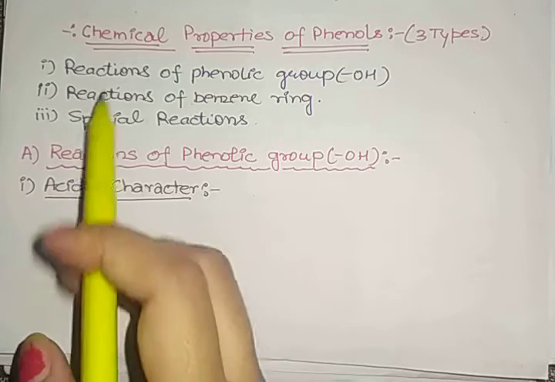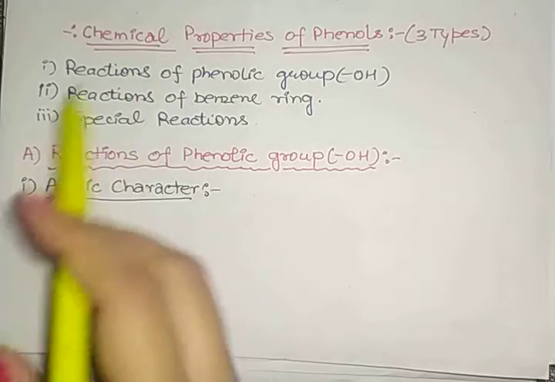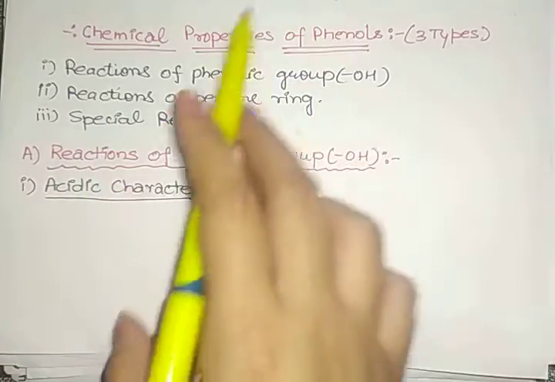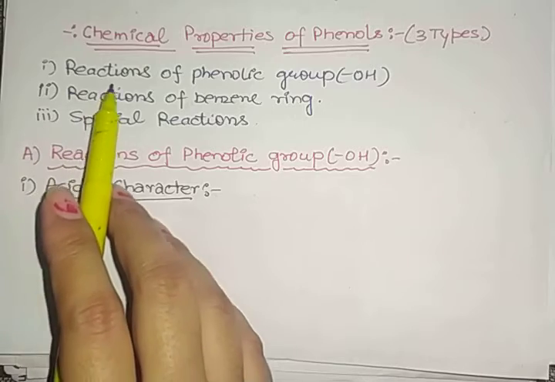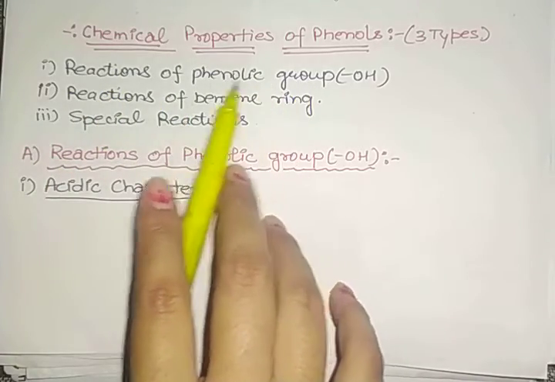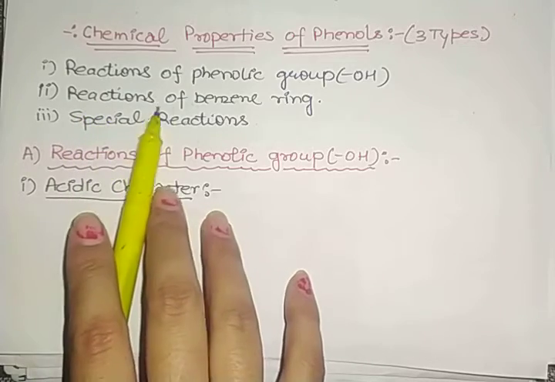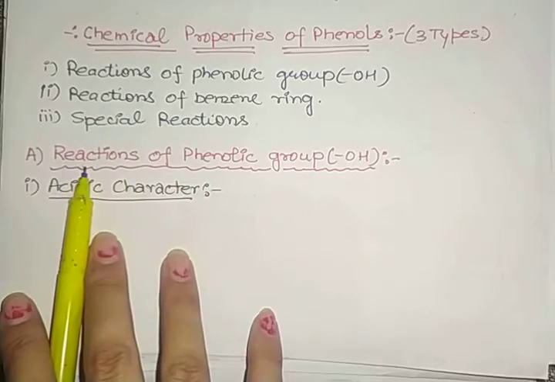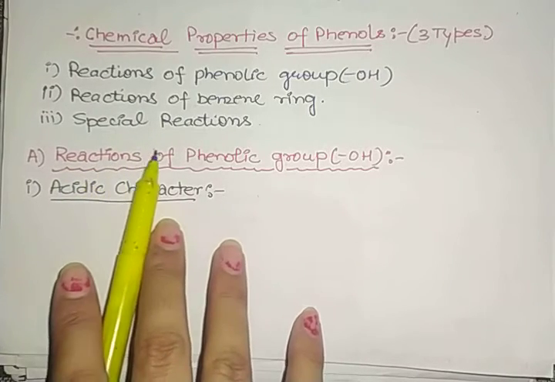So the next topic we have is chemical properties of phenols. There are three types of reactions included in these properties. First is the reaction of the phenolic group. Second is the reaction of the benzene ring, and third are special reactions. So first, the reaction of phenolic group.